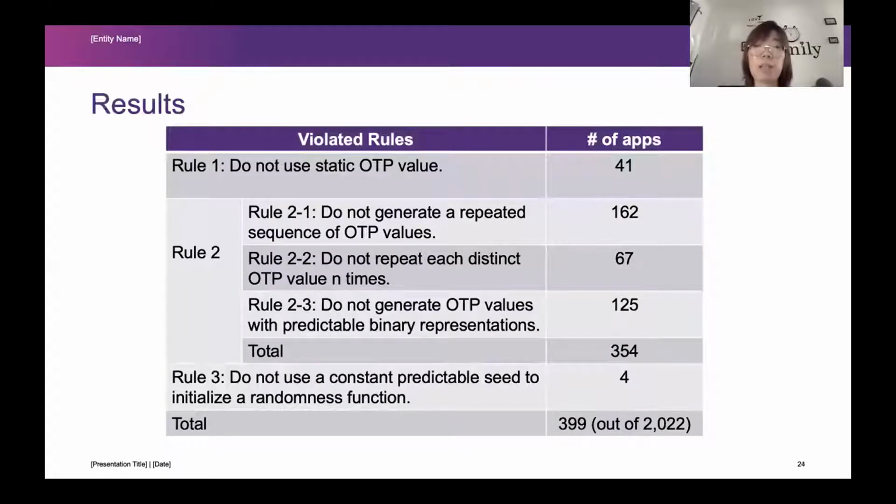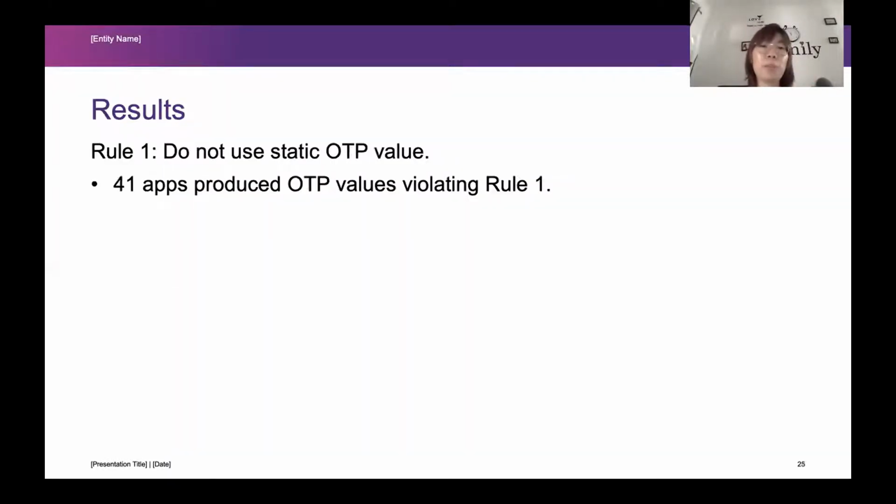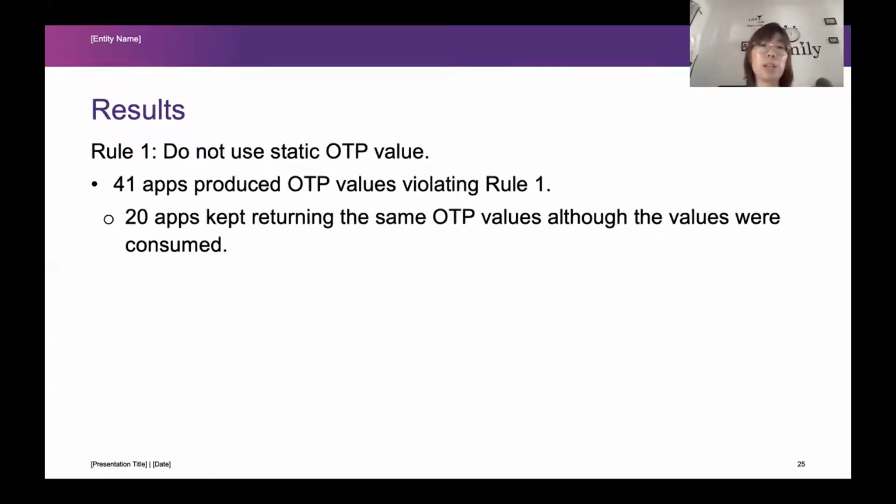After analyzing those applications, we found around 400 of them are vulnerable. They violate the rules that we determined. 41 of them break the first rule and generate static OTP values, and 20 of them keep retaining the same OTP values although those values were consumed. Which means these OTP authentications are being used the same as password authentication.